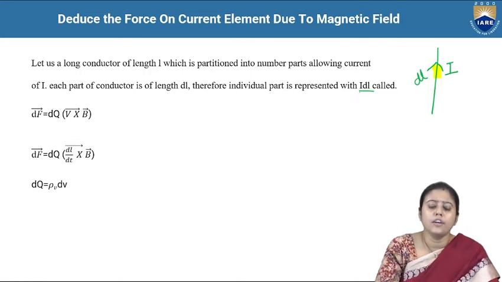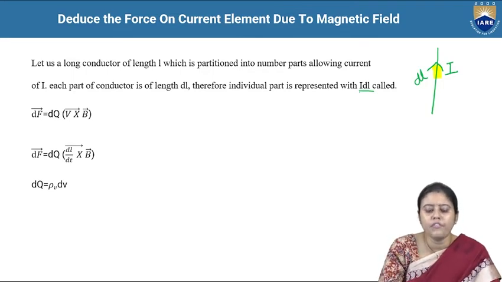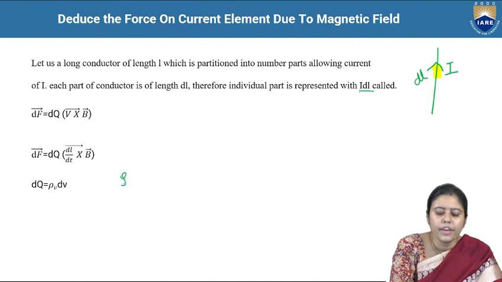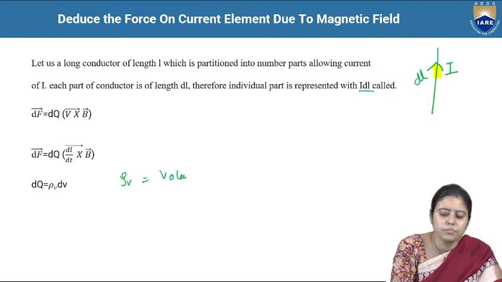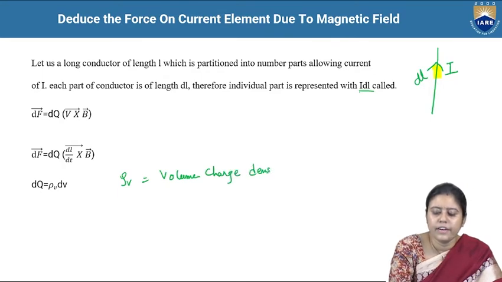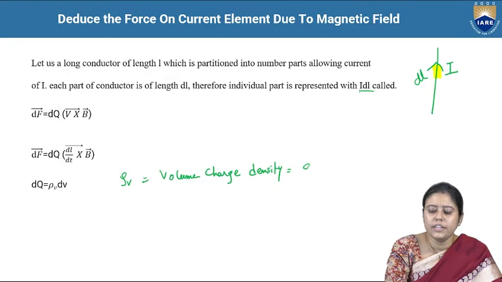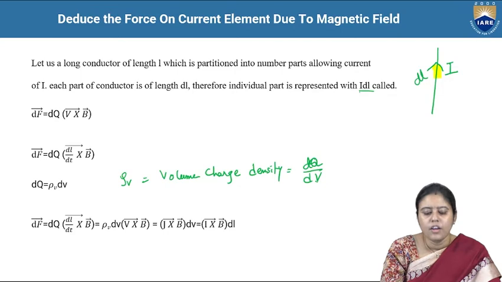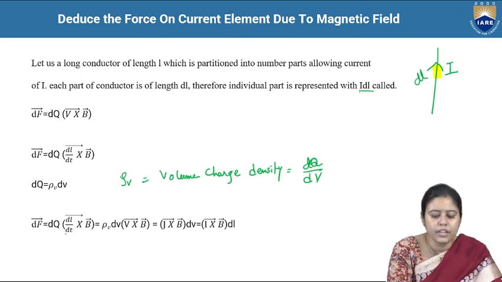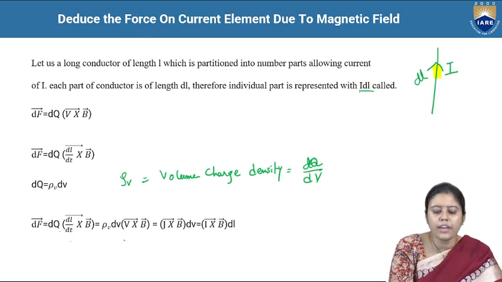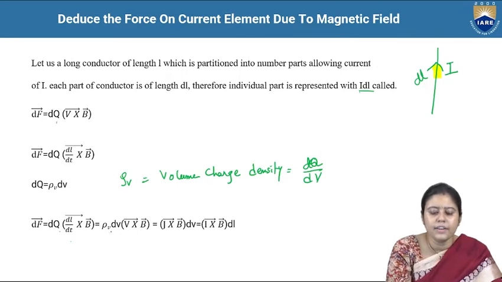Again, what is dq? dq is equal to rho v into dv. Here small v is the volume. What is rho v? rho v is the volume charge density, equal to dq by dv. So what is dF? dF is equal to dq dl by dt cross B, or if we change it, rho v dv v cross B. So what is rho v into v?